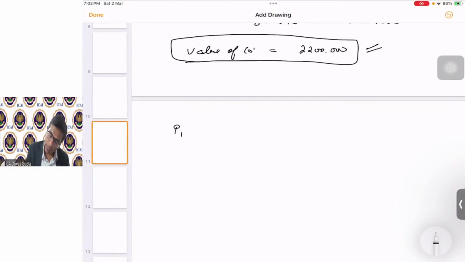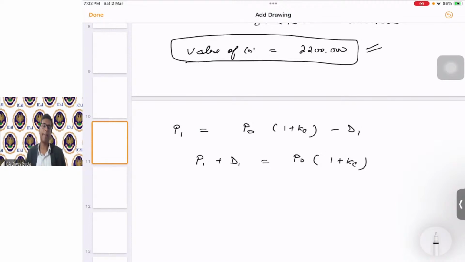So using this equation, P1 is equal to P0 (1 + KE) minus D1. P1 plus D1 is equal to P0 (1 + KE). Correct? And P0 is equal to (P1 plus D1) divided by (1 + KE).